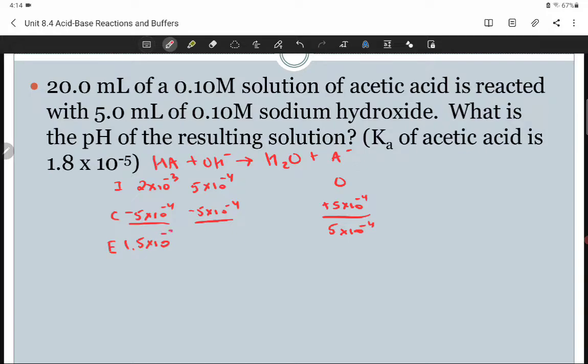These numbers will look somewhat familiar because we saw some of them last time. So we have HA left over, and we made A minus. So we could either go for that Henderson-Hasselbalch, that pH equals pKa idea, and let's do that since we haven't done one of those yet. Or you could always do the Ka equals hydronium times A minus up top, and then the HA on the bottom.